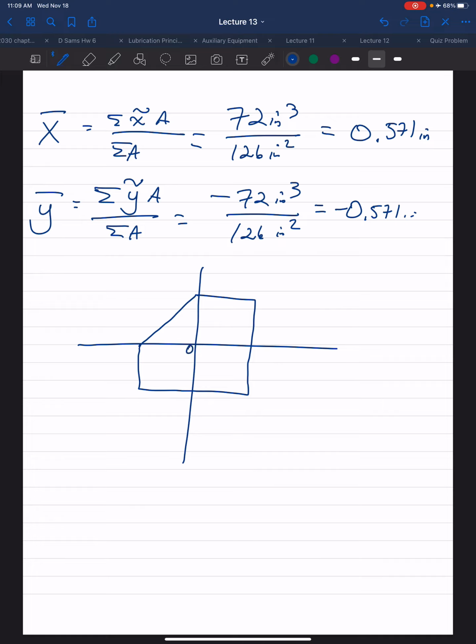this is our origin. The coordinates of the centroid in the x direction, with a total distance of 6 inches, each side is 6 inches, would be 0.571 in the x direction and -0.571 in the y direction. So somewhere in this quadrant.